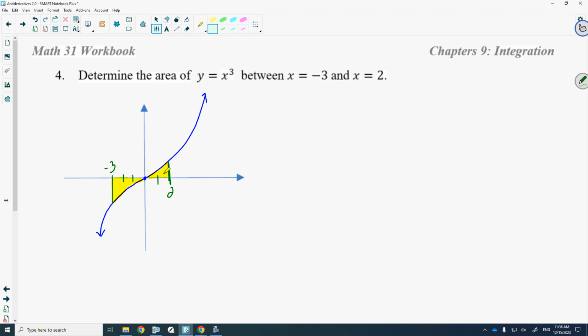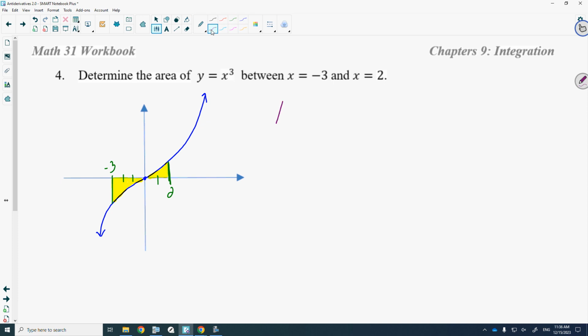Now, we can't do what we did in the previous example and take the absolute value of it. What we have to do is set this into two separate integrals. We're going to figure out the area of this piece, and then add it to the area of this piece. I know that this piece will give me a negative area, so I'm going to set a negative in front of this integral. We're going to set this into two separate areas.